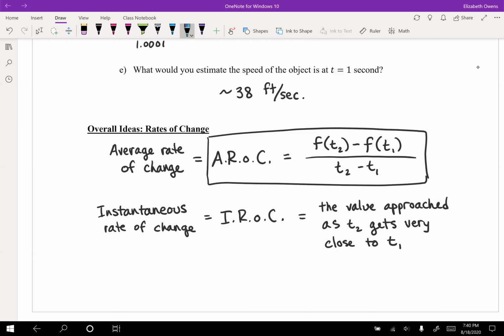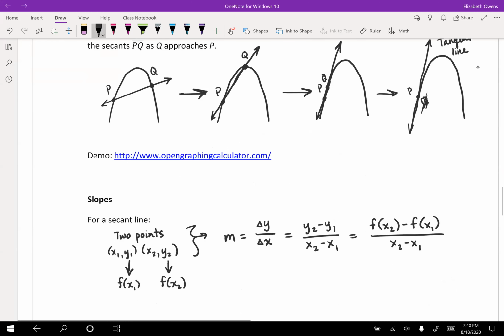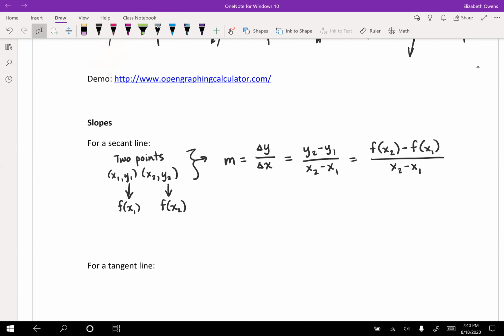Hey, check this out, the thing in the box here. Our average rate of change formula looks pretty much identical to the secant slope formula. It's just that in this average rate of change, we used the variable t instead of x, but it's just a variable. We can call it what we like. So these are actually the same formula. That tells us that the slope of a secant line represents an average rate of change.